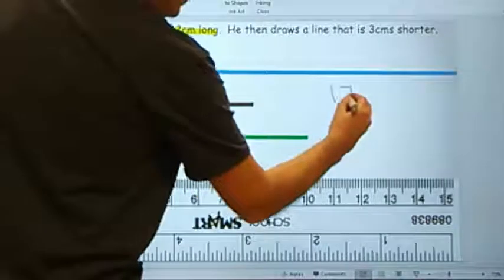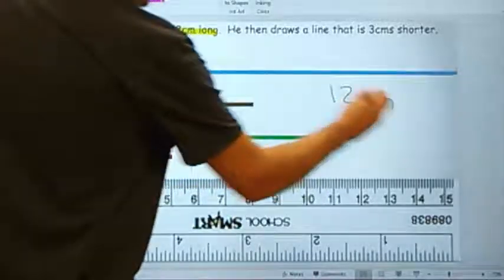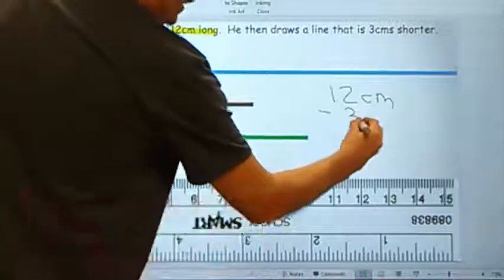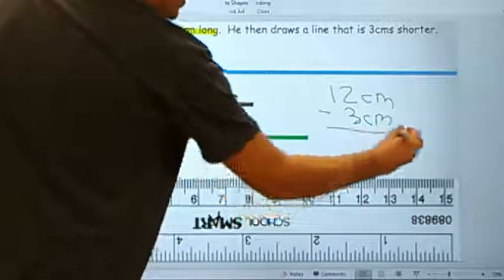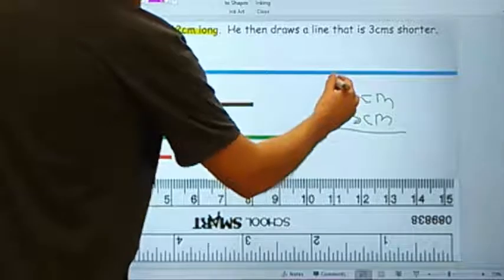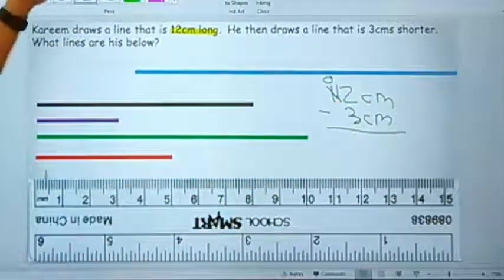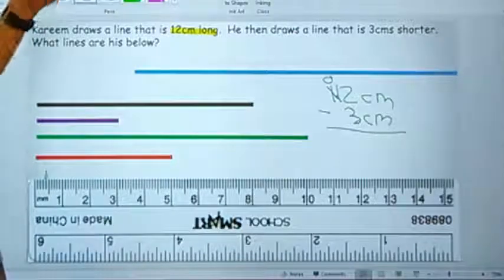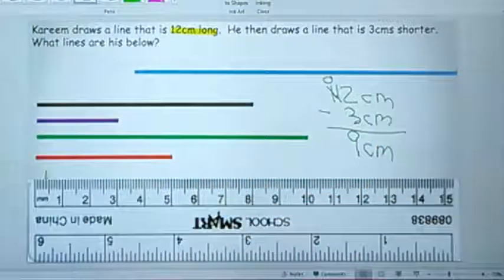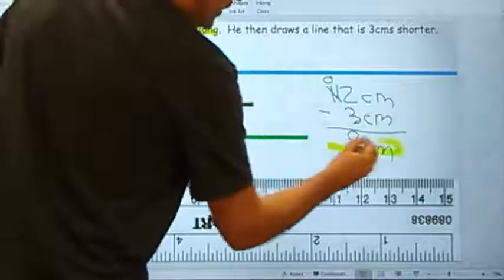So Kareem's long one is 12 centimeters. He then draws a line that is 3 centimeters shorter. So I'm just going to subtract 3 centimeters. So I know at 12, I'm going to have to borrow from the ones there. If I counted back, if I started at 12, I'd go 11, 10, 9. So I'd have 9 centimeters. So now I know that his second line is 9 centimeters long.